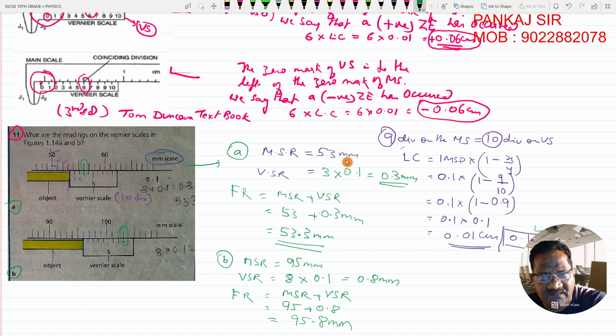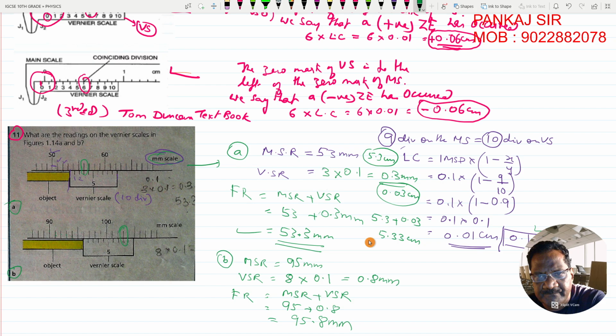So instead of 53 millimeter, I'll write 5.3 centimeter, right? Instead of this vernier least count as 0.1, I would have taken 0.01 centimeter. In that case, my reading would have been 0.03 centimeter, right? Can you see that? Now, my final reading would have been this 5.3 plus 0.03, in centimeters I'm talking about. In millimeters this is the right answer, but in centimeters my final reading would have been 5.33 centimeters.